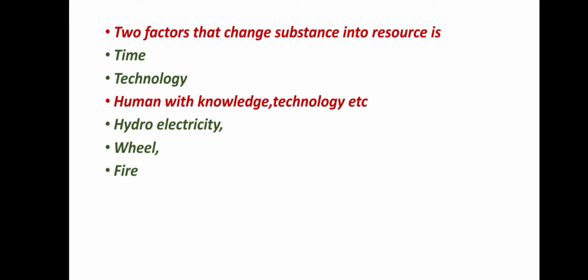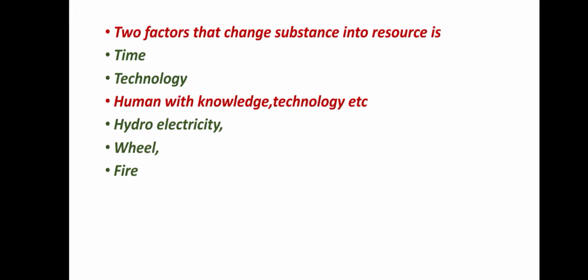The two important factors that change one substance into a resource, the main important factor is time. Definitely, we need some time to make a substance into a resource. For example, I am giving an iron piece and asking you to make a table. Whether you can make it immediately? No, you need some time. So time is very important. Second one, can you cut the iron in your hand? No, we need some machineries, some technologies. So, two important factors to change a substance into a resource are one is time and another one is technology.